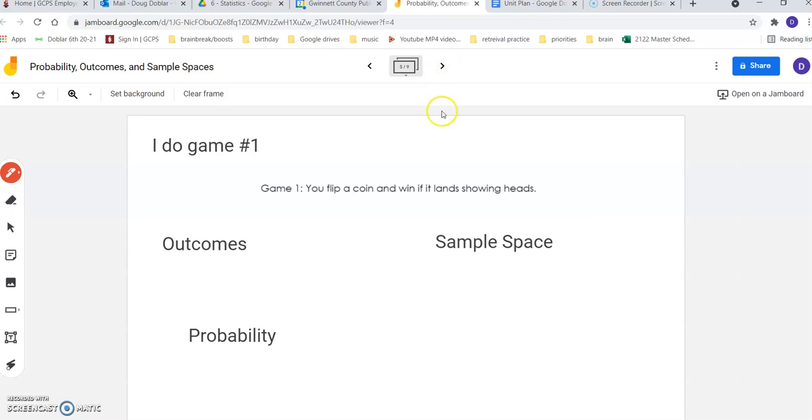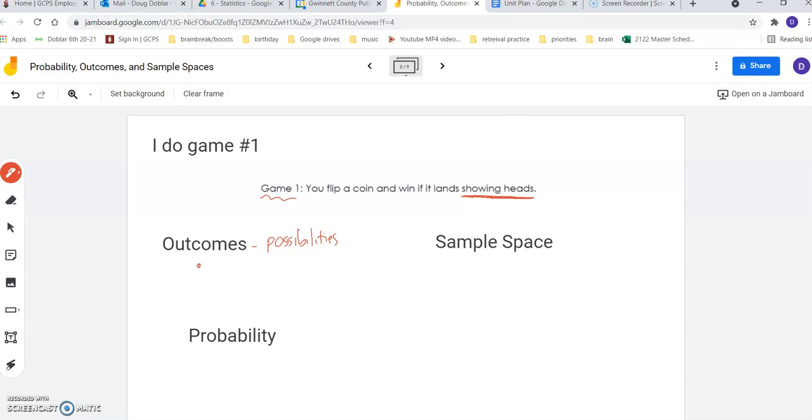So let's start with I do. Let's start with the first game you just thought about. Game number 1: you flip a coin and you win if it lands showing heads. Okay, let's talk about these words. Outcomes are the possible things that could happen. We'll just call them possibilities right now.